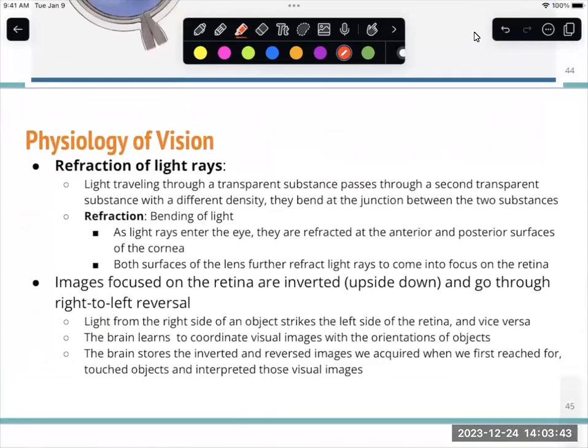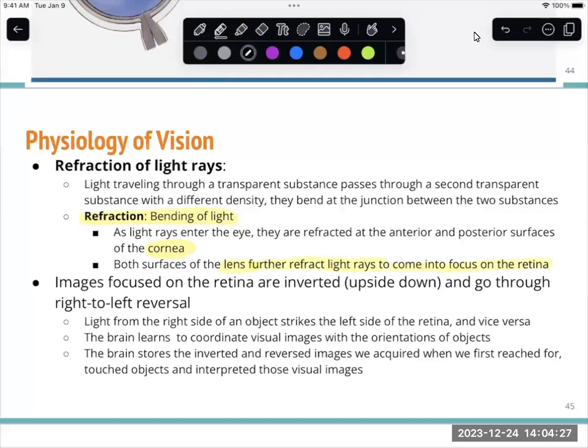So let's look at how we see. We mentioned those light rays. Those light rays are going to be refracted, which is the bending of that light. The first place that those light rays get refracted is the cornea. That cornea is going to bend that light to focus it onto the lens. The lens will refract that light to focus it onto the retina.